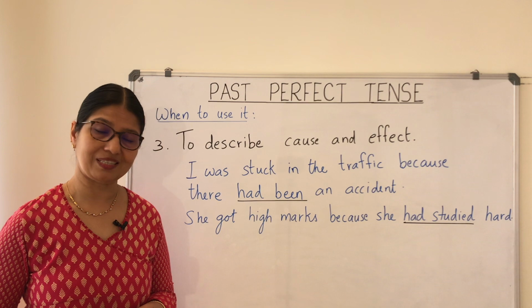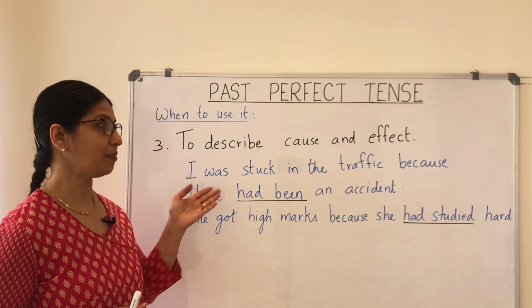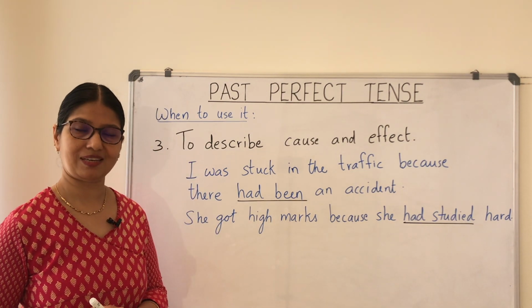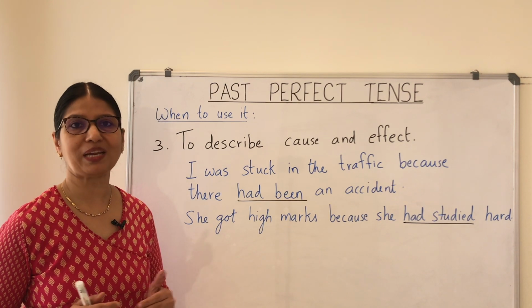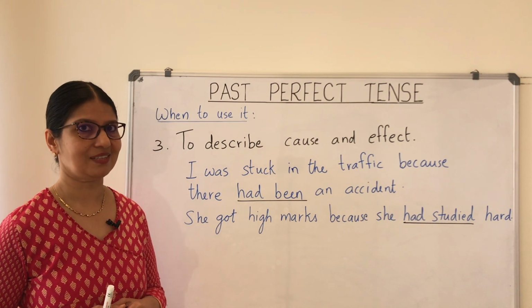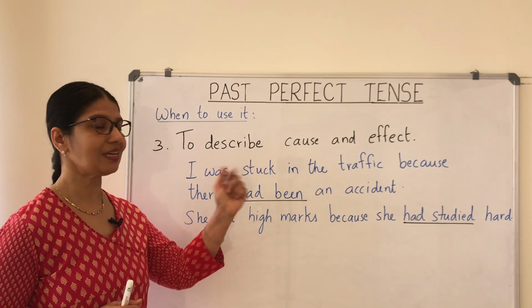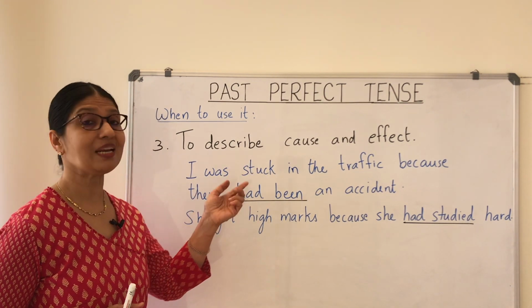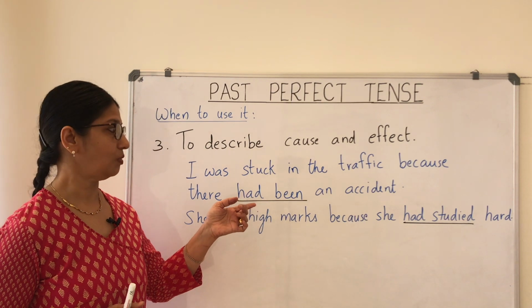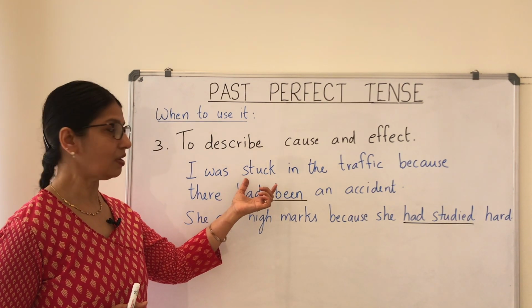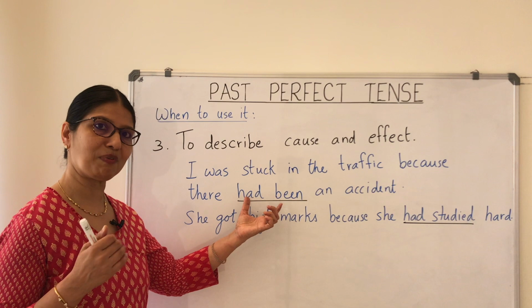The past perfect tense can also be used to describe cause and effect. And in this case, it's always paired with simple past tense. So here you have two examples. I was stuck in the traffic because there had been an accident. So this happened because of something else happening before that.